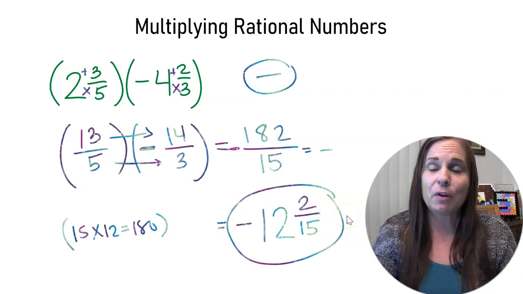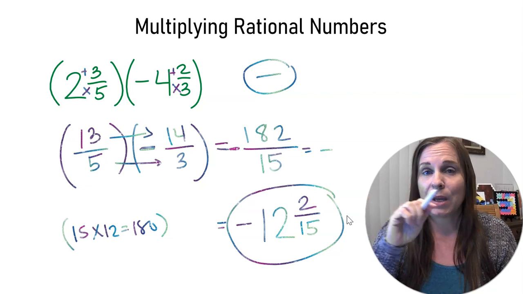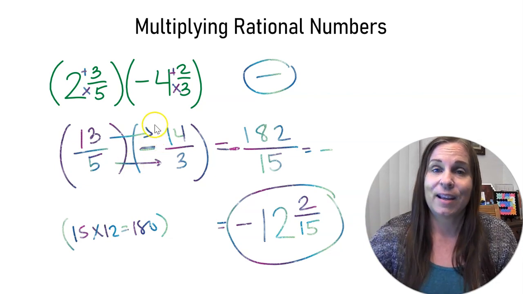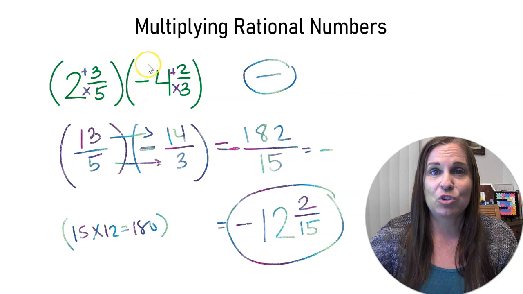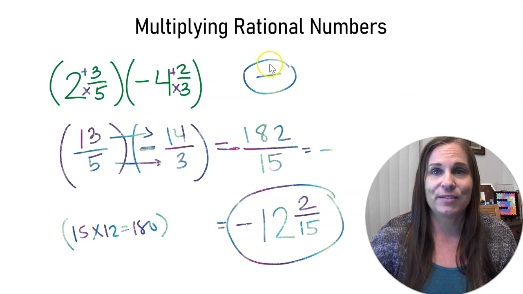So this problem involved a lot of steps because first I had to convert to an improper fraction, right? Then I had to multiply top times top and bottom times bottom. Then I had to do the bottom number into the top and look at the remainder so that I could get the mixed number form. Not to mention, I needed to make sure my signs were correct. And a positive times a negative, when the signs are different, the answer is negative.